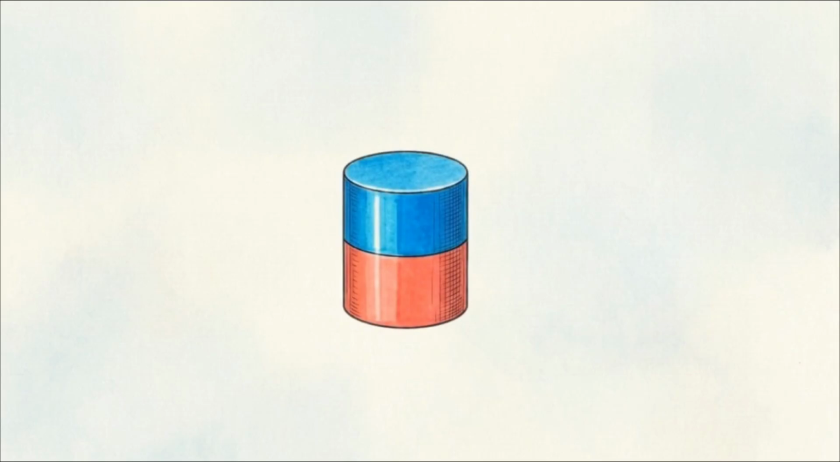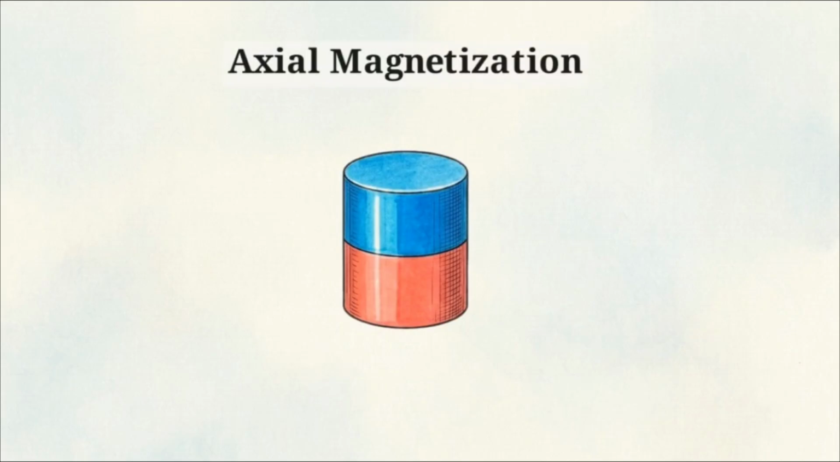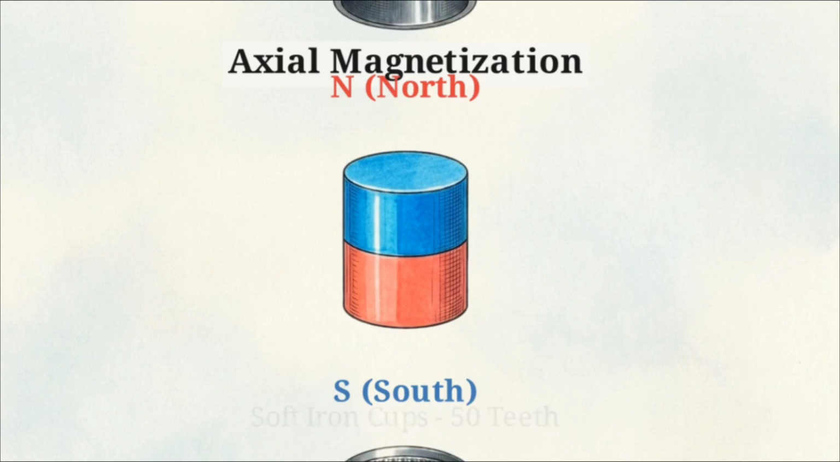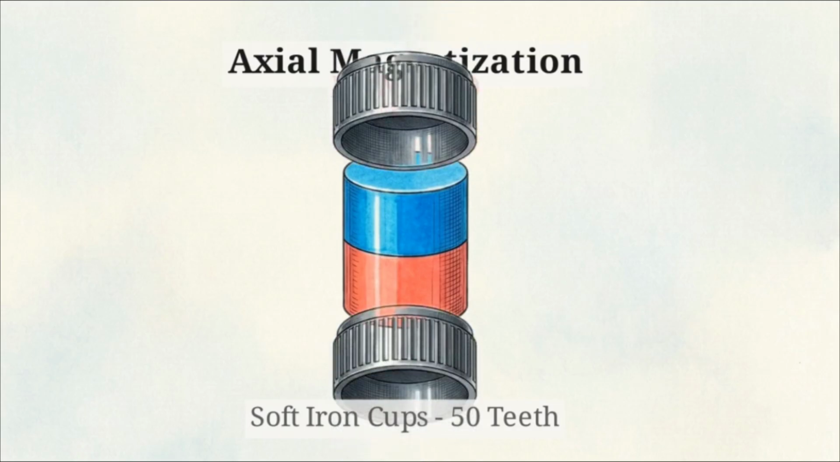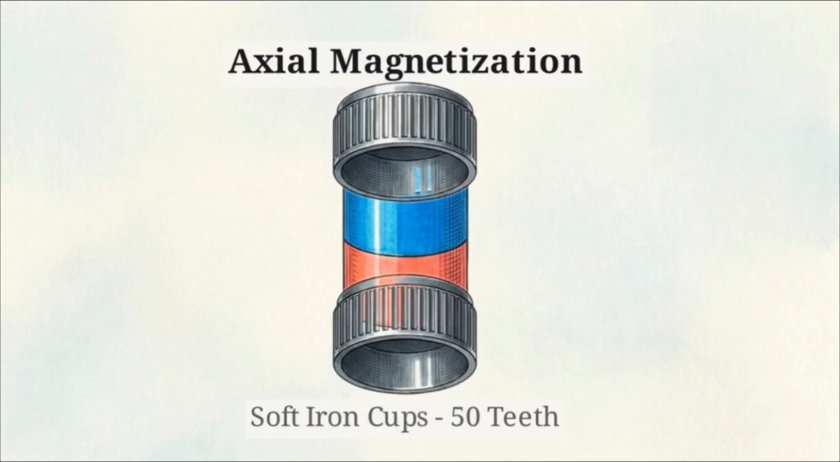This 3D model isolates the core permanent magnet. Instead of being magnetized diametrically across its width, it is magnetized axially. The North Pole makes up one end of the cylinder, and the South Pole makes up the other. We cap both ends of this magnet with soft iron cups. Each cup has exactly 50 teeth carved into its outer perimeter. This extends the permanent magnetic field, effectively creating a multi-toothed North Pole and a multi-toothed South Pole.